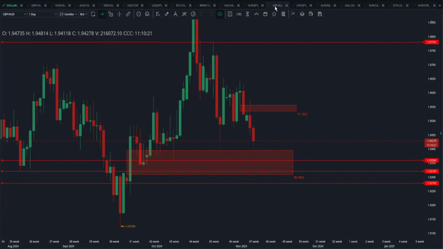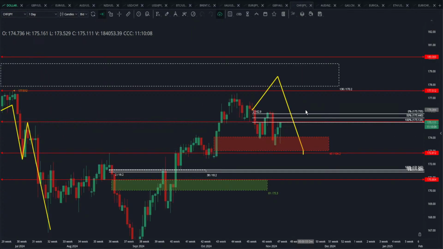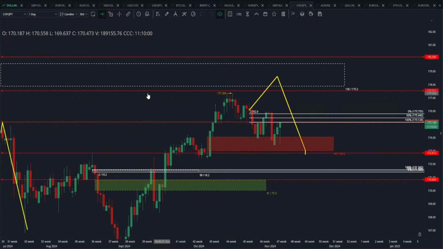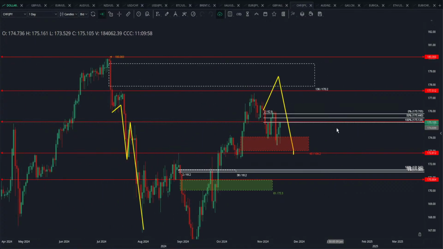GBP AUD on the way down created a fair value gap. Pierced that gap, then is falling to this fair value gap. That's it. Nothing much. CHF, this fair value gap is acting as a very nice support, is trying to push the price higher. Where? To this fair value gap. From there, I will be looking for a selling opportunity in the longer run.